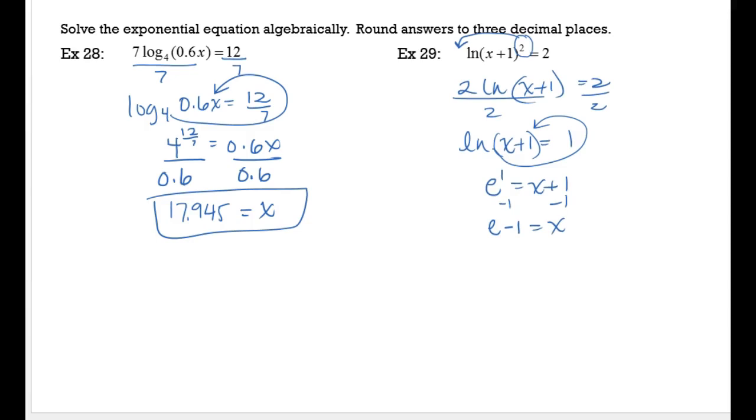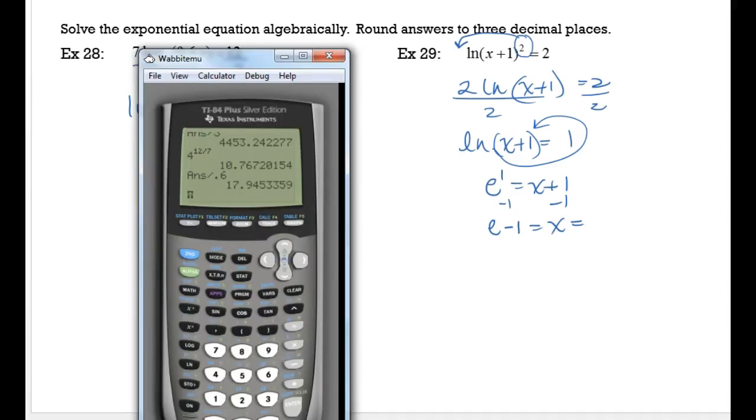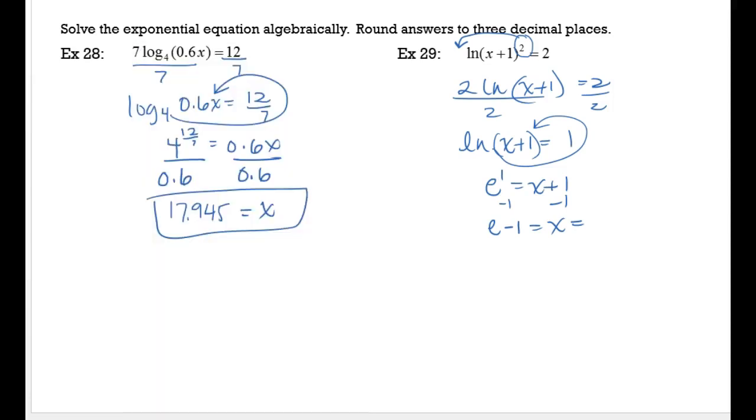I can put that in my calculator. 1.718. All right, I hope that makes some sense, gives you some more examples to work with.